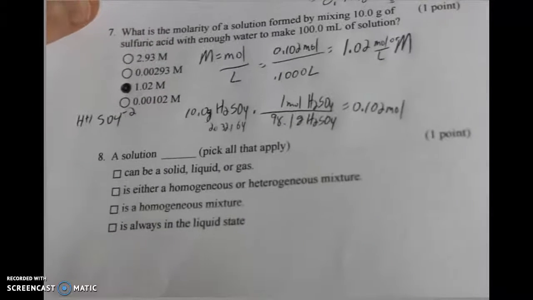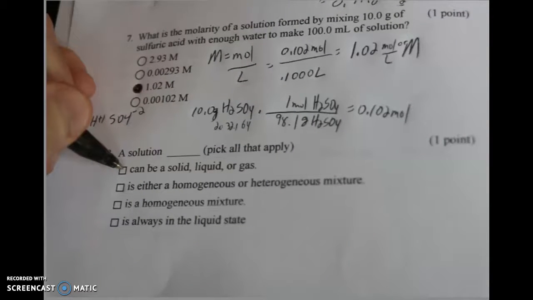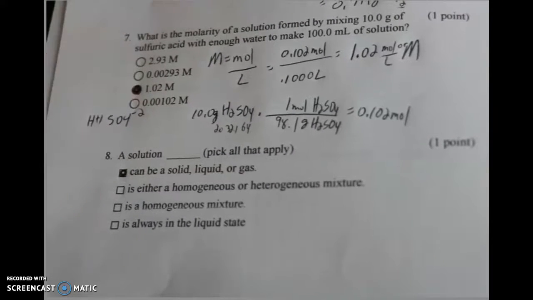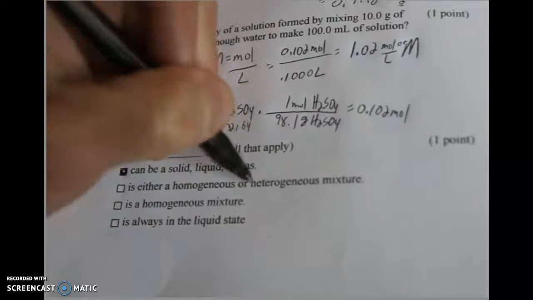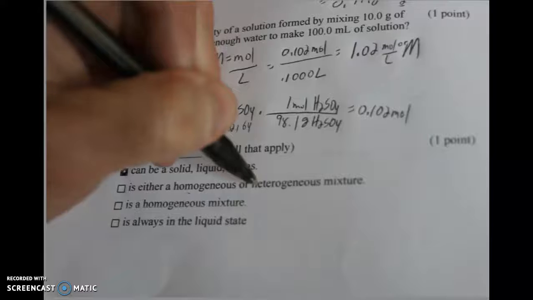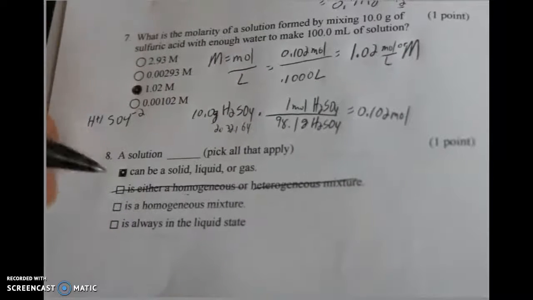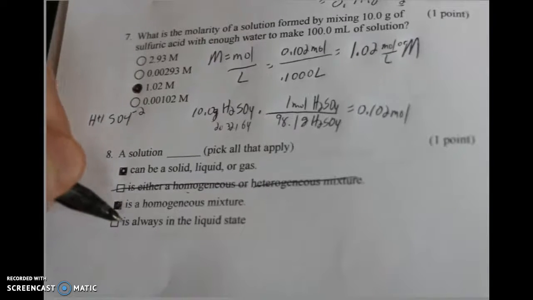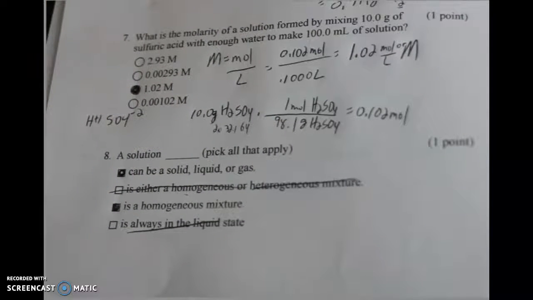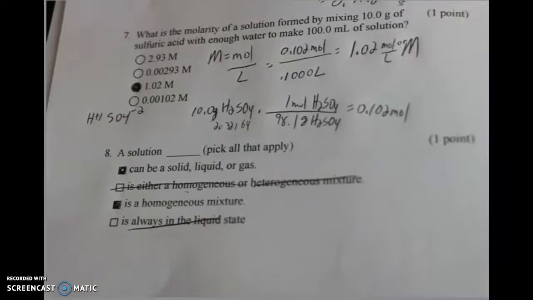Alright, now this last one, a solution. Pick all that can apply. Well, a solution can be a solid, liquid, or gas. Now this one can be either homogeneous or heterogeneous. Well, solution by definition is homogeneous. It cannot be heterogeneous. If it's heterogeneous, it's not a solution, so that one's out. Solution is a homogeneous mixture. That really is what I just said. And it's always in the liquid state. That part's wrong because you can have alloys which are solid, or you can have solutions that are gases. And so it's those two there. And that is it.